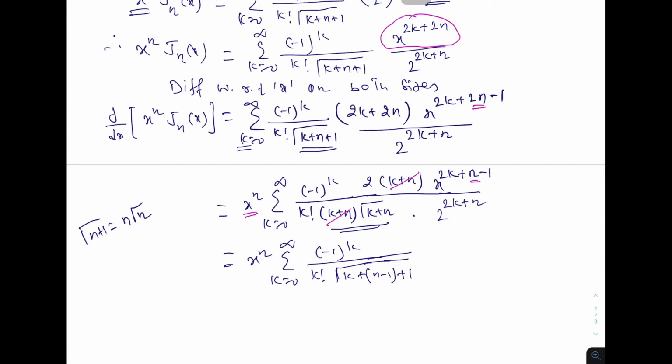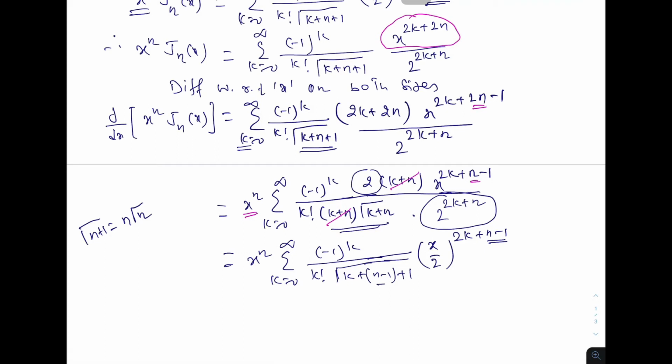Then this is a 2 here, 2 power 2k plus n, so that is nothing but 2 power 2k plus n minus 1. You can take this 2 here, so that will be 2 power 2k plus n minus 1, and x also power 2k plus n minus 1. So this we can combine, and we can write it as x by 2 power 2k plus n minus 1.